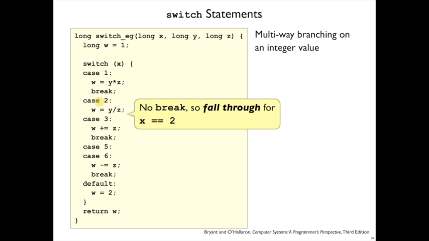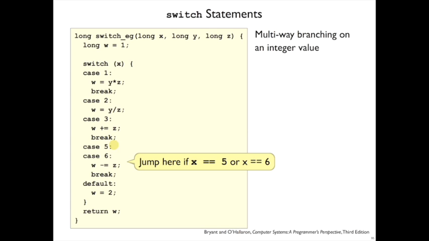But notice that case 2 doesn't have a break after it. So if X is equal to 2, we'll do this, and then we'll also do this before breaking out of the switch. And that's called a fall through. Usually not a good idea, but sometimes it's an okay way to go. If X is equal to 5 or 6, 5 falls through to 6. This is the more common and useful way to fall through. It's really just merging some cases together.